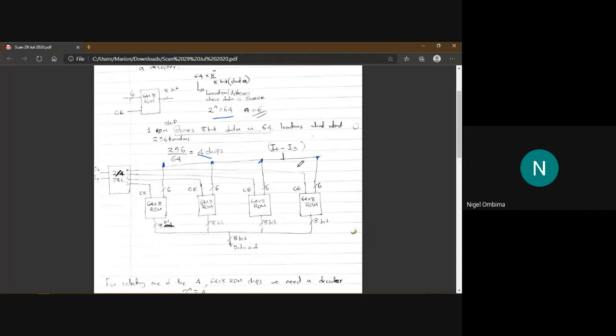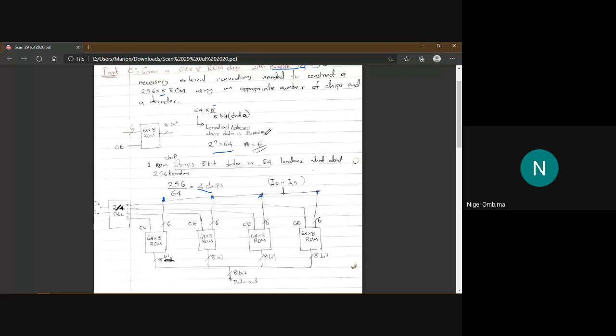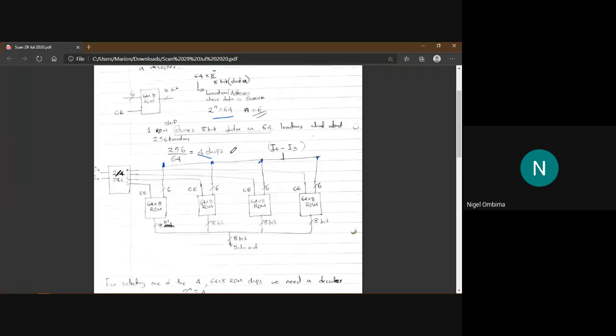We can confirm it using the number of inputs, because from I0 to I5, that's 6 inputs. Then I6 and I7, that's 7 and 8. So our entire ROM, the 256 by 8 ROM, is composed of 4 64 by 8 ROM chips, and it has 8 input lines.